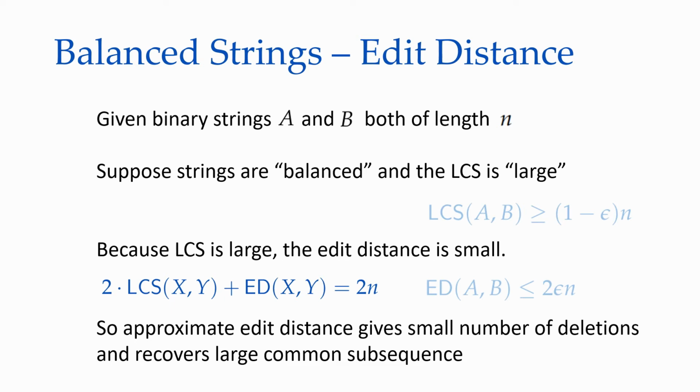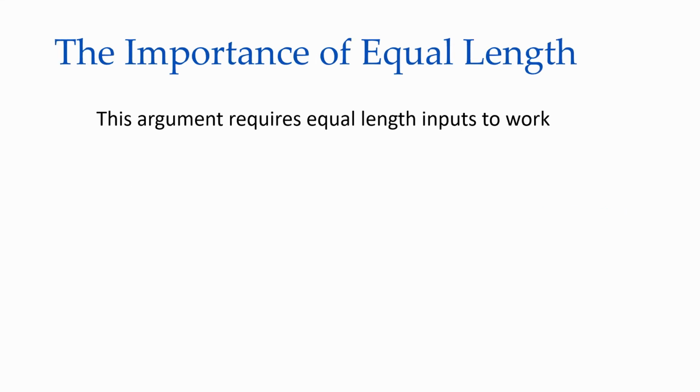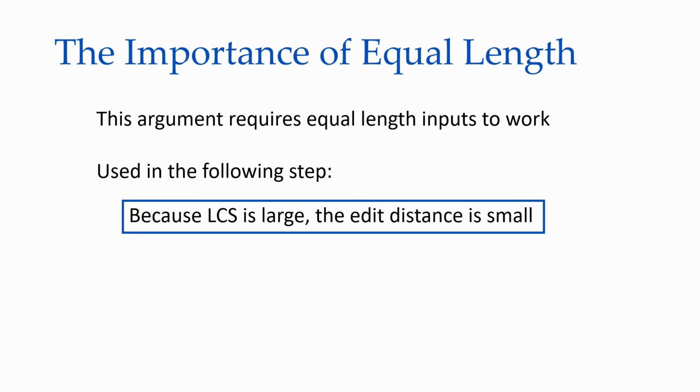So this is the main idea behind how we get better than half approximations for balanced strings in this binary case. But one question we should maybe ask ourselves is, where did we actually ever use the fact that the strings have equal length? Because this condition turns out to be very important for this argument. And it turns out that we need this equal length condition in this step, where we claim that if the LCS is large, so is the edit distance.